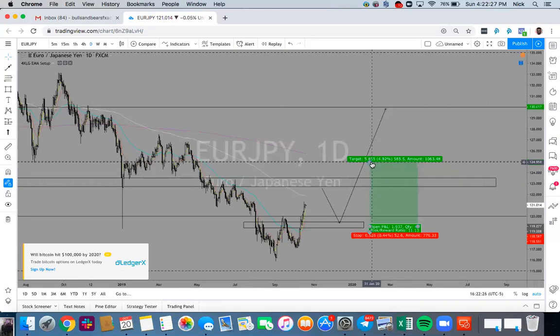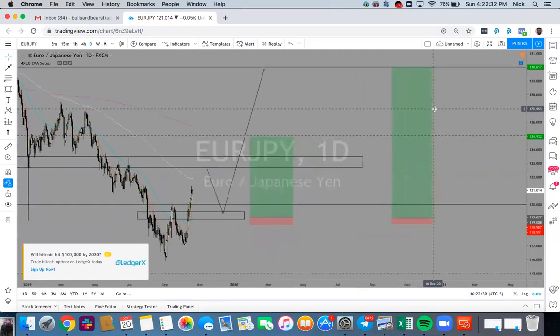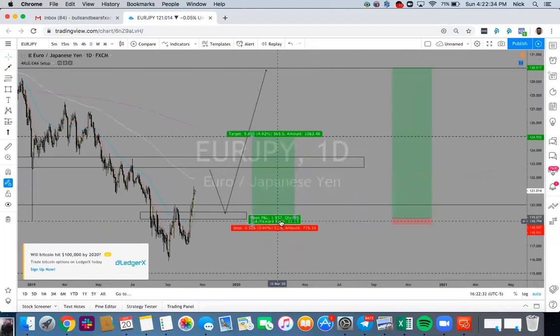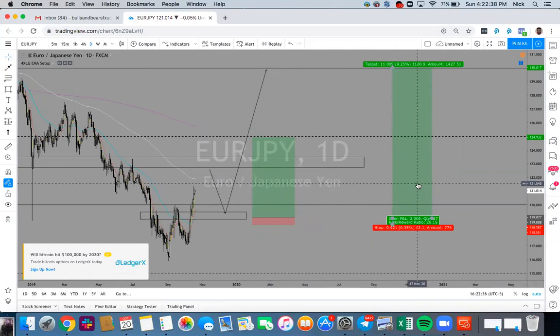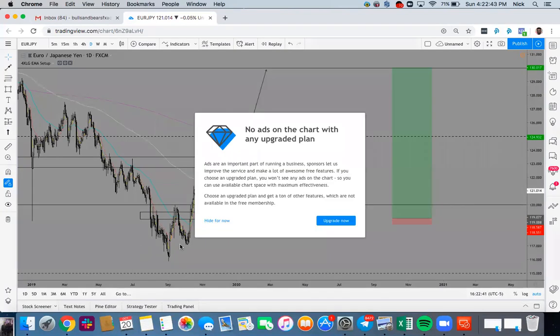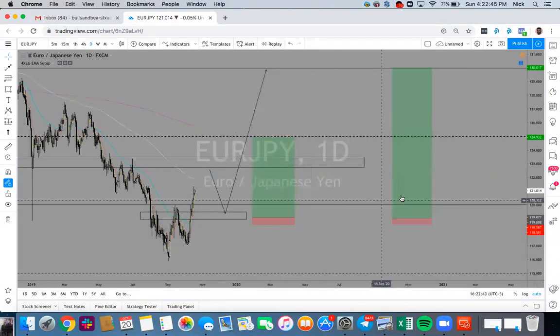And then our first take profit will be at 125. And then our second take profit will be at 130. And this is an 11-to-1 risk to reward ratio, and this is a 26-to-1 risk to reward ratio. So these are all going to be pretty big swing trades, but feel free to take profit on the way.